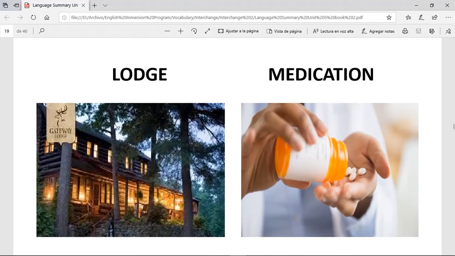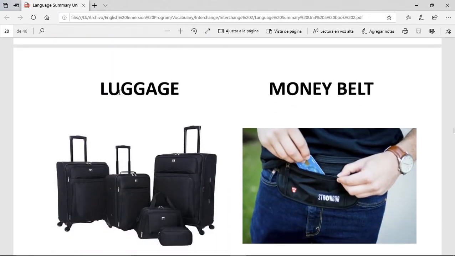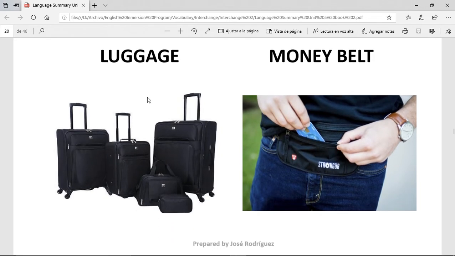A lodge. A lodge is a house that is in the woods, in a forest. Medication. Medication are the pills and medicines that you take when you are sick. Luggage. Luggage is the bags that you use to travel. This is your luggage. Money belt. This is a specific belt that has pockets so you can put your money or credit cards, some things like that.